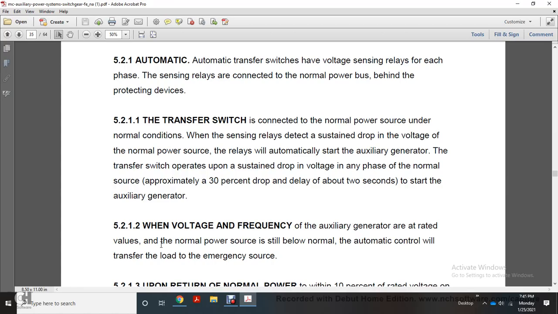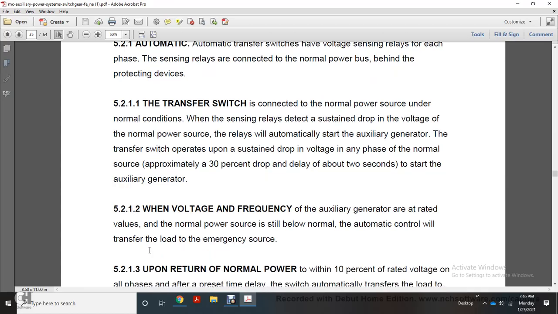So the auxiliary generator with the transfer switch operates on a sustained drop in voltage in any phase of the normal source, approximately a 30% drop, with a delay of about 2 seconds before the start of the auxiliary generator. When the generator reaches rated voltage and frequency and the normal power source is still below normal, the automatic control will transfer the load to the emergency source.